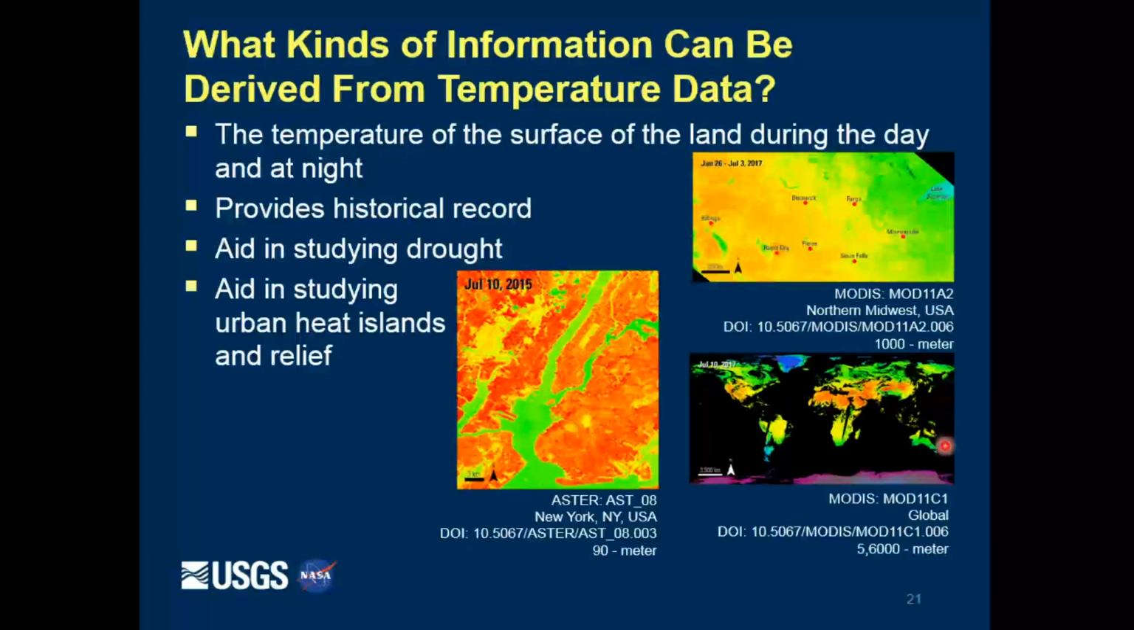And then we also have climate modeling grid products. We have these for several of our products, not just temperature. We have these also with surface reflectance and a couple more. And this provides you with all of that data of the Earth for one day at a 5,600-meter resolution. So you're getting the entire picture in one day.